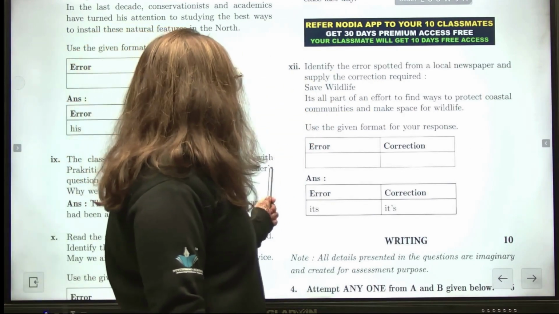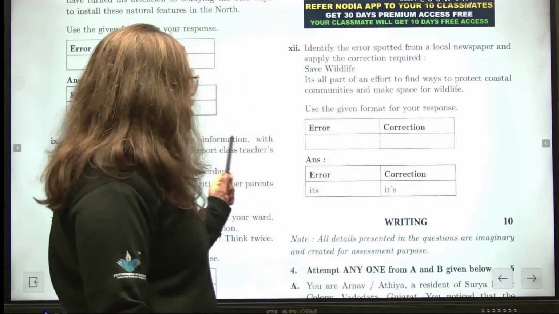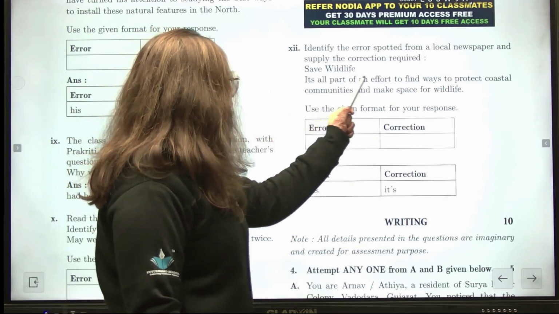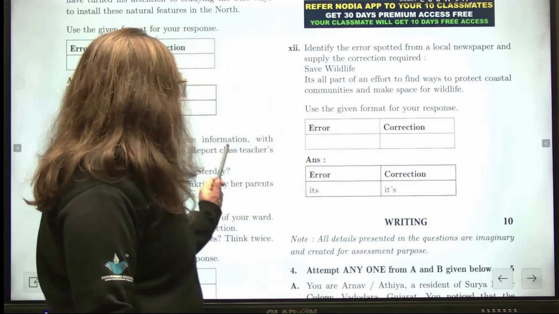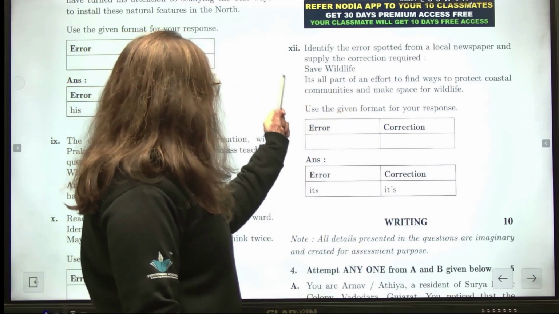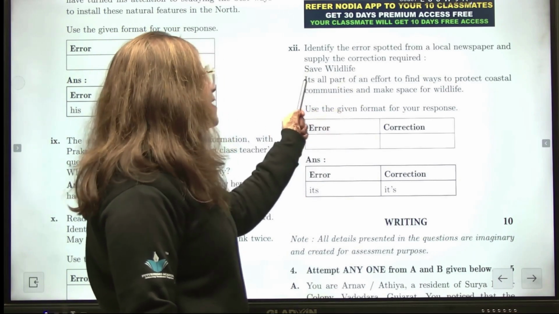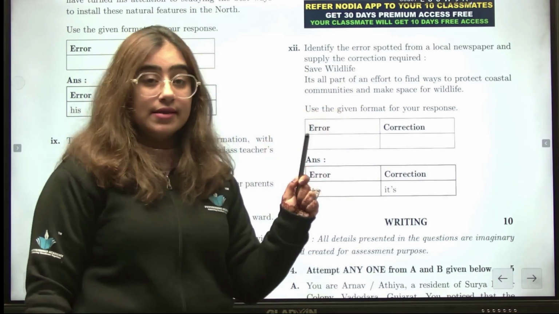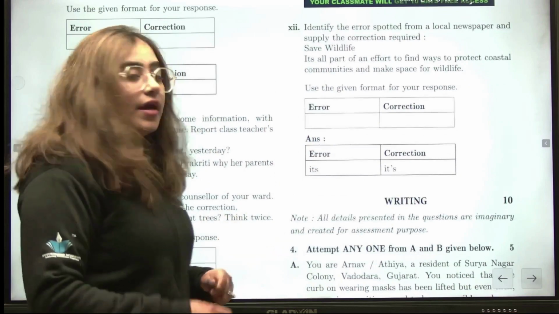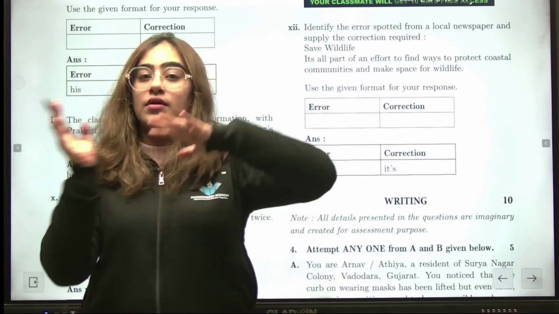Save wildlife. It's all part of an effort to find ways to protect coastal communities and make space for wildlife. So yes, save wildlife. It is all part of an, it's नहीं होगा, apostrophe s आएगा. It is के लिए apostrophe s आता है. Alright, now we are moving on to the writing part.